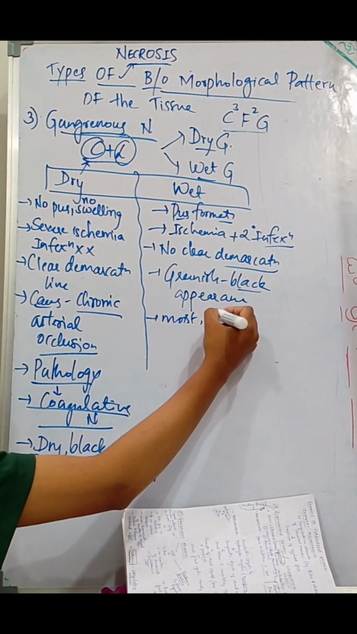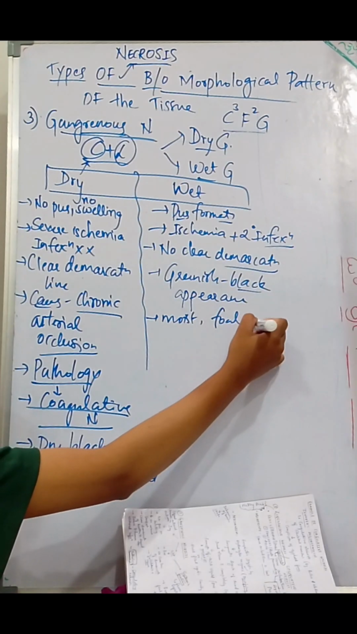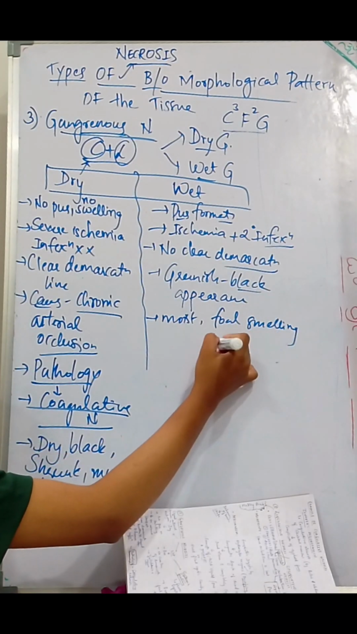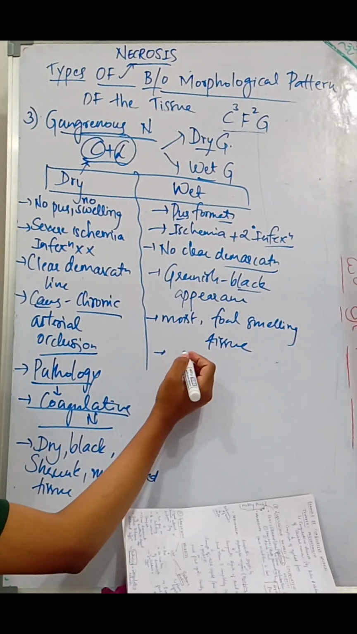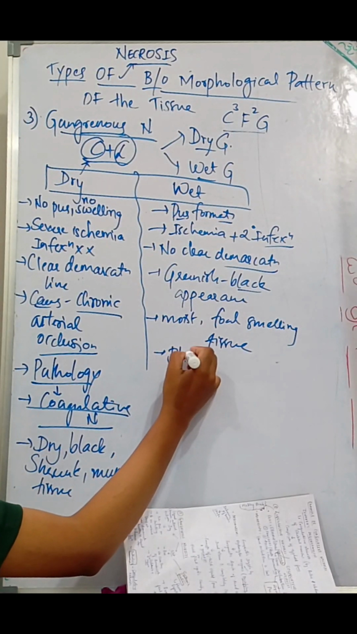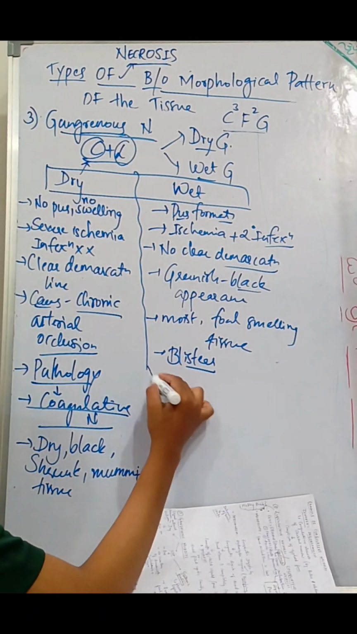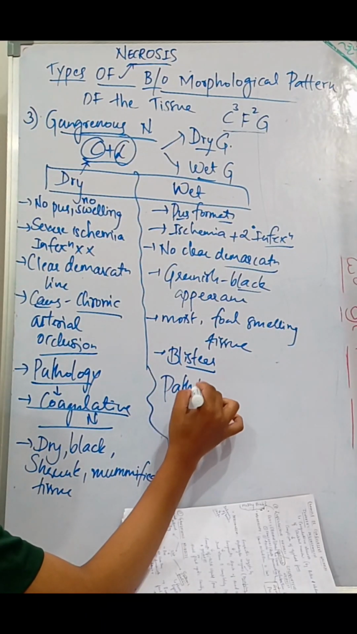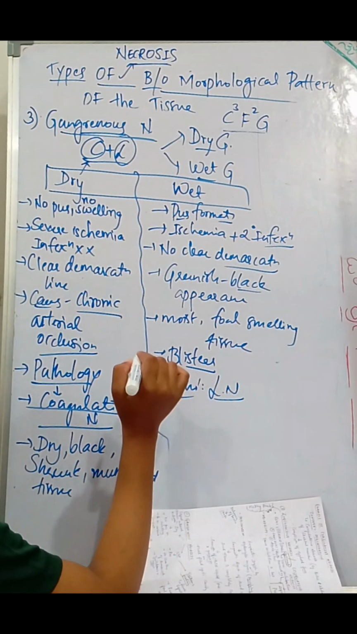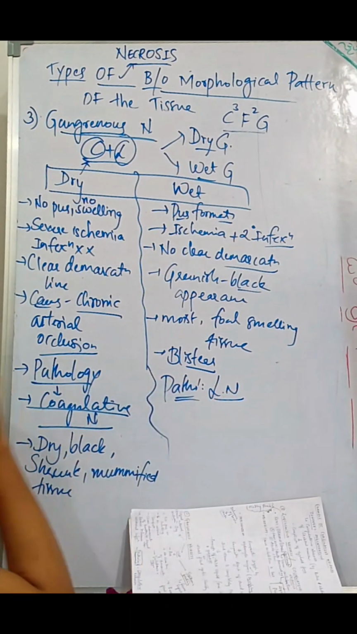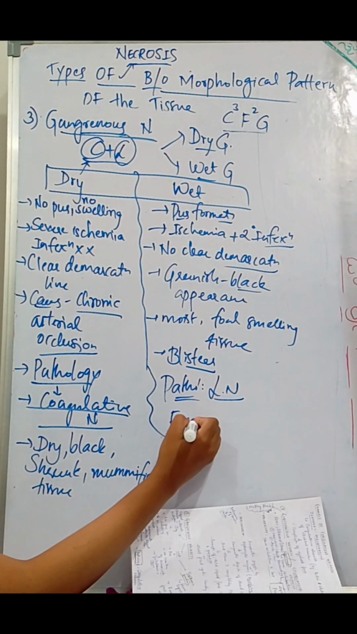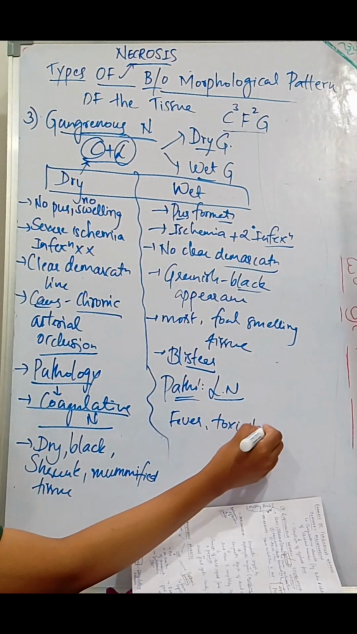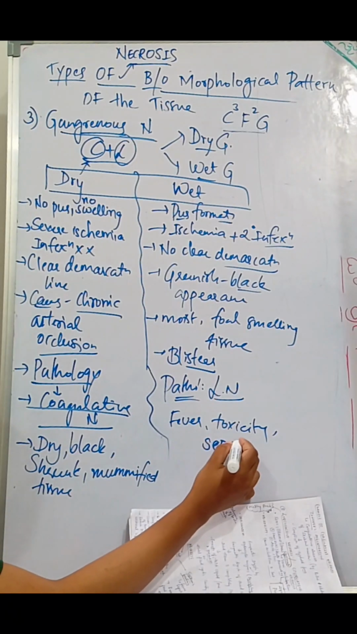Moist, foul smelling tissue is seen, and blisters and pus discharge. Pathology here is the liquefactive necrosis. The systemic features are fever, toxicity, and sepsis risk.